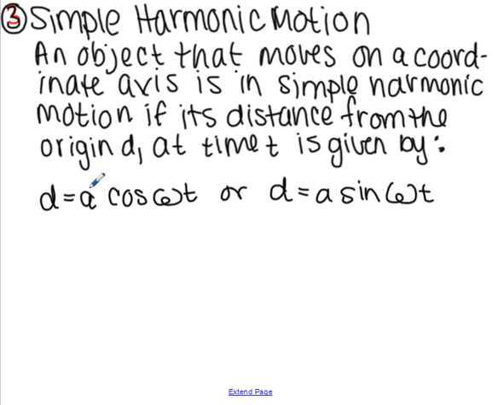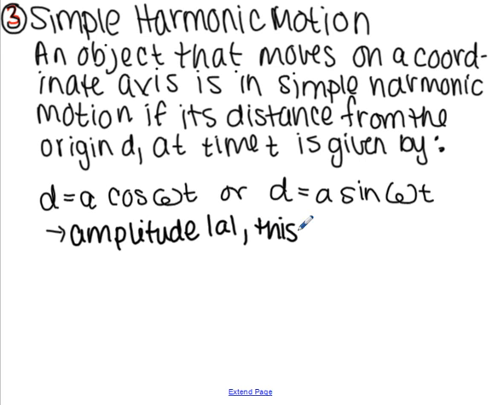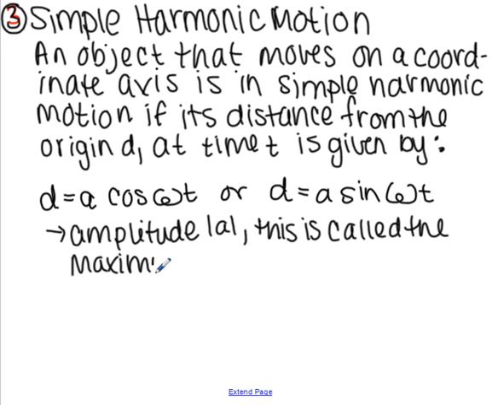We call A, our displacement, our amplitude. So the motion has amplitude A, absolute value A, just like we've seen before, and this is called the maximum displacement.